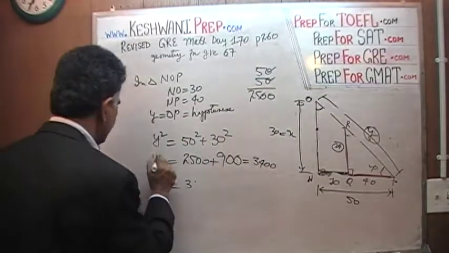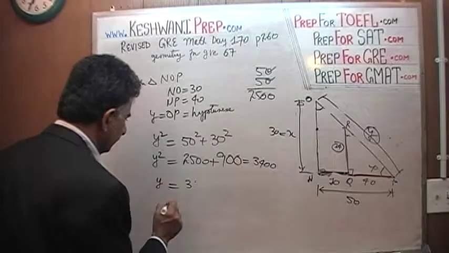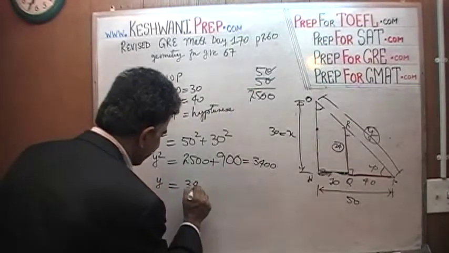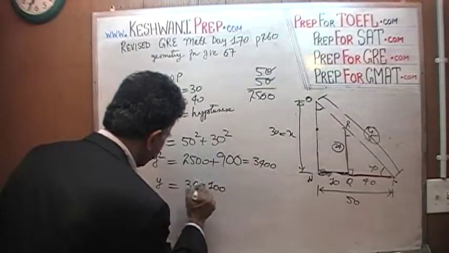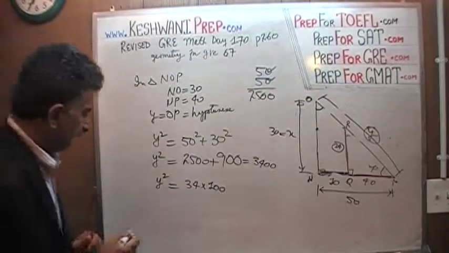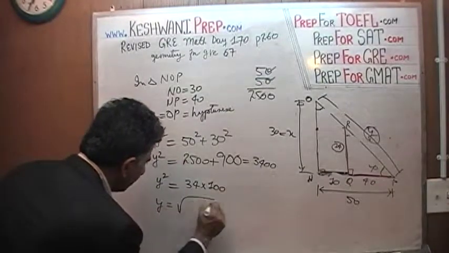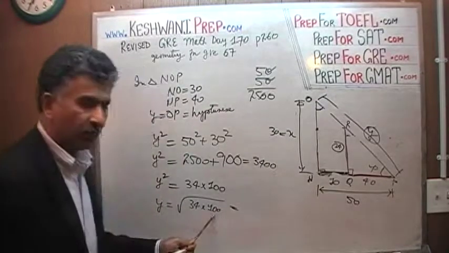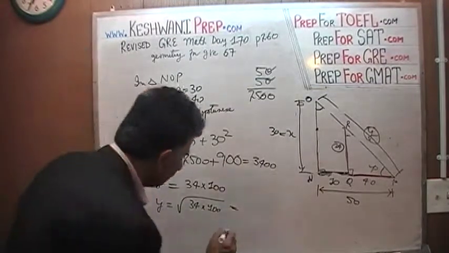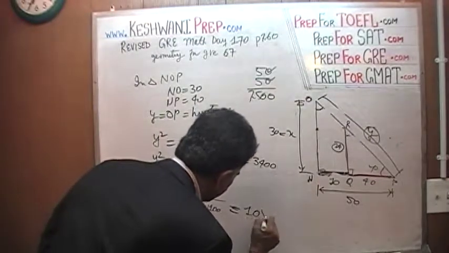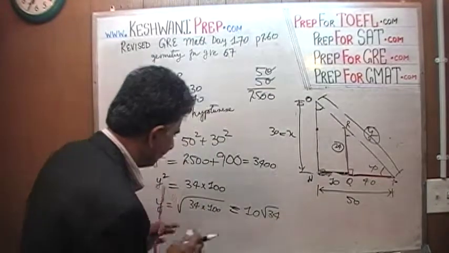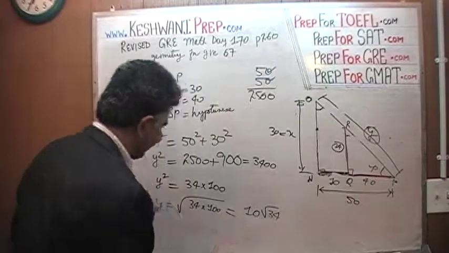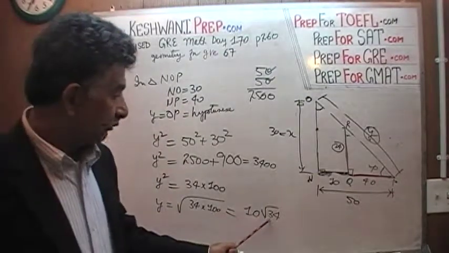Which is your Y squared. I'm going to write that 3400 as 34 times 100. Therefore Y is the square root of 34 times 100, and of course the square root of 100 is 10, so it comes out, and you get 10 times the square root of 34. There's not much we can do with the square root of 34.